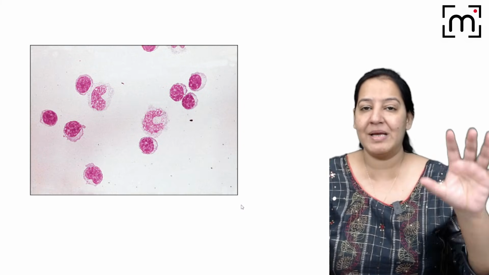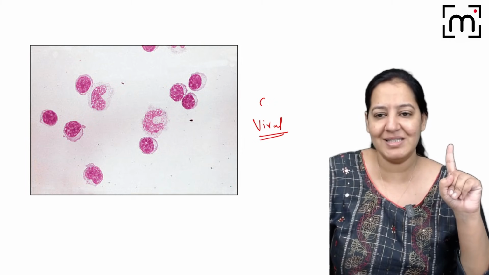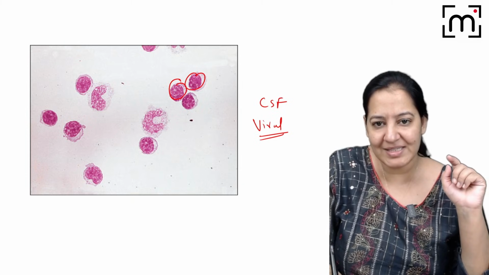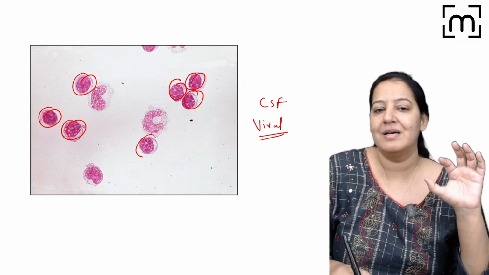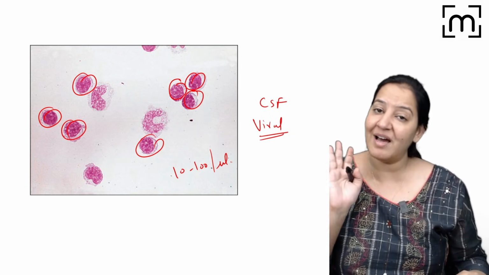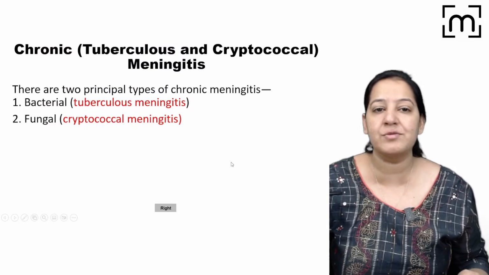This is the microscopic picture of the CSF of a patient of viral meningitis. What cells can you see? Most of the cells you can see here are mononucleated cells, they are lymphocytes. So the count is 10 to 100 per microliter. So these are lymphocytes. Now if you remember that slide, in the bacterial one, most of the cells were neutrophils. Here they are lymphocytes.